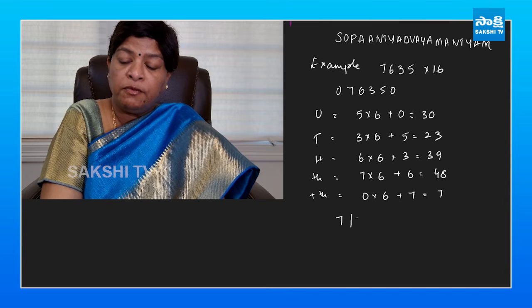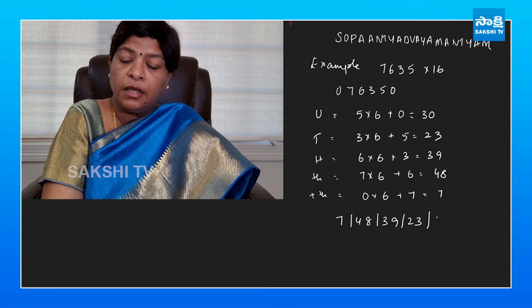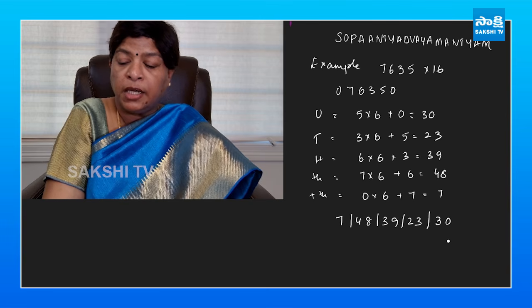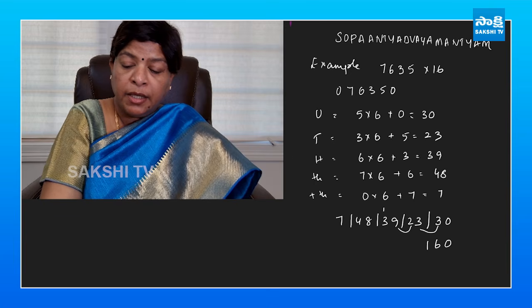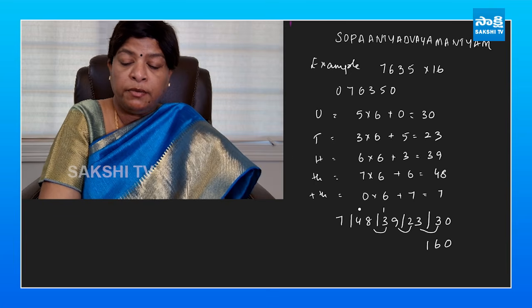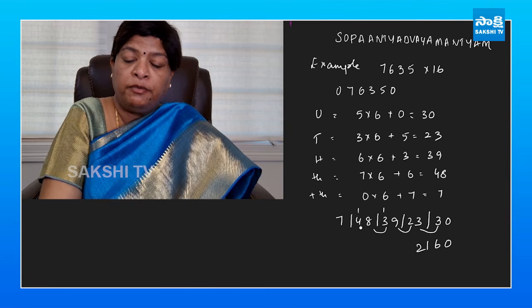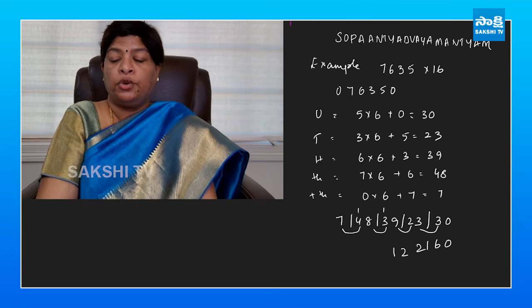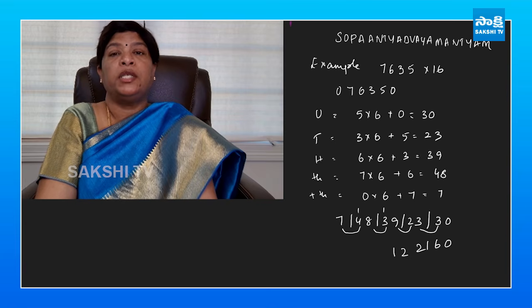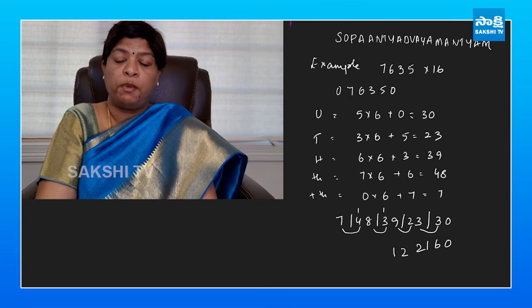So 7, 48, 39, 23, and 30. Apply the balancing technique. So we have 0 followed by 6, 11, carry. Again, 4 plus 8 is 12, carry. 5 plus 7 is again 12. So 112,160 is the answer to this problem.